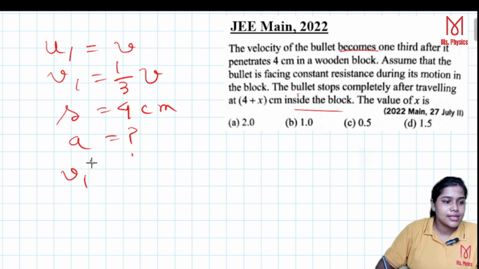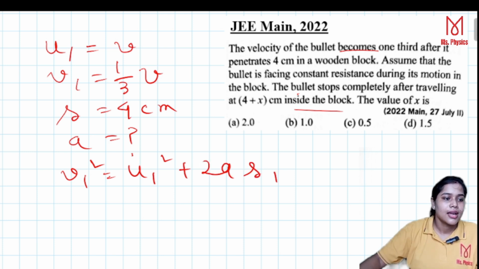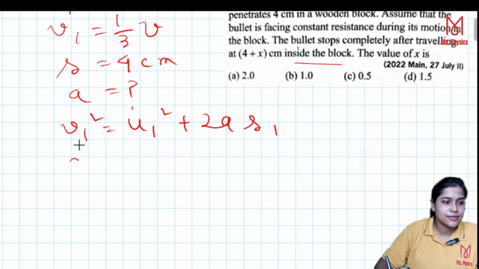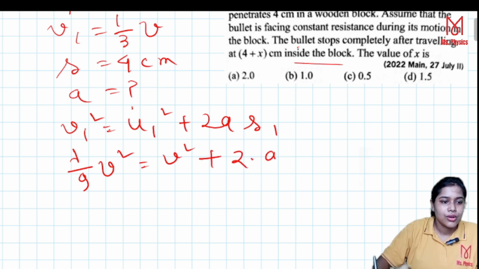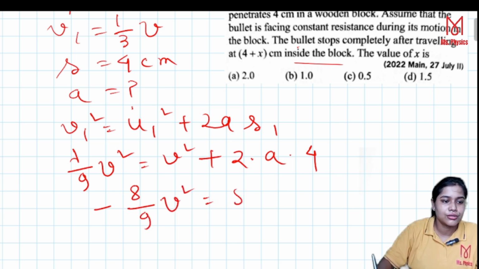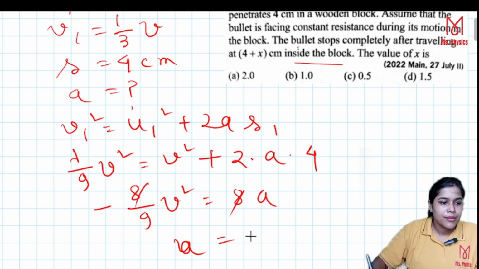So v1 square is equal to u1 square plus 2 a s1, right? Now you put the values of them, that is v1 square is 1/9 v square is equal to v square plus 2 a s1, where s1 is 4, and here you are getting minus 8/9 v square is equal to 8a. So a is equal to, we are getting, minus 1/9 v square.